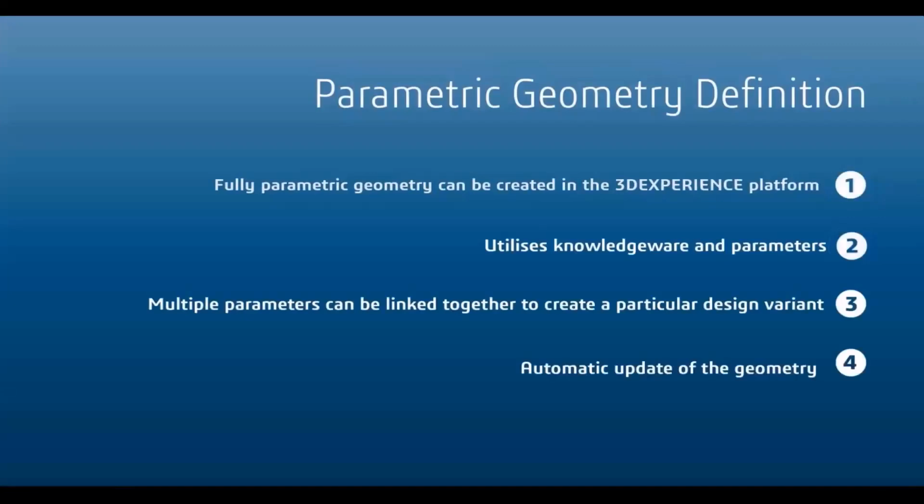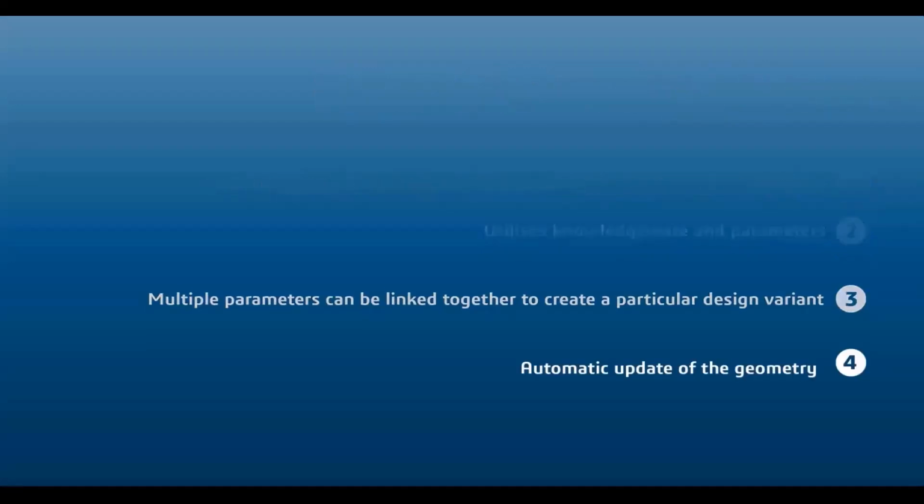So the CAD has been created as parametric, utilizes knowledgeware and parameters, and these parameters can be linked together to create a design variant. And by using the update, we can switch between these design configurations quite quickly.